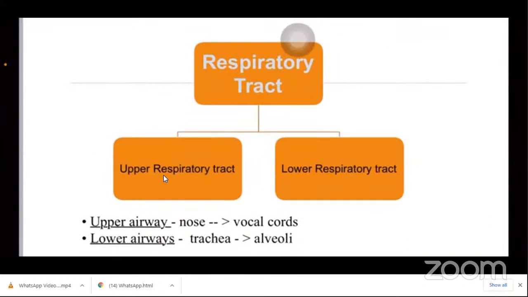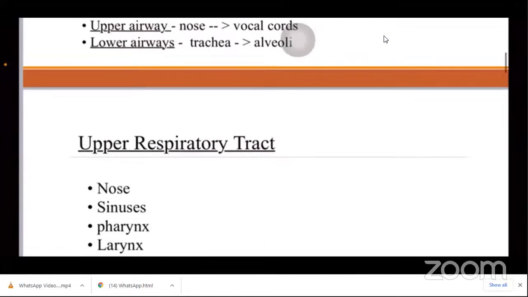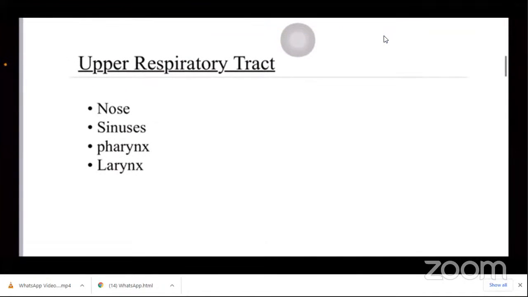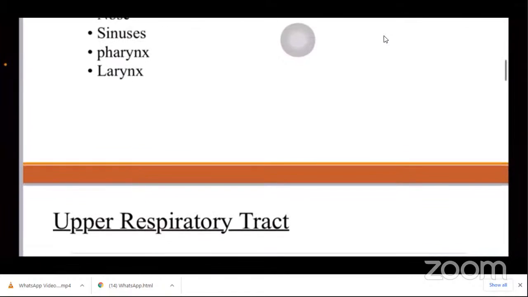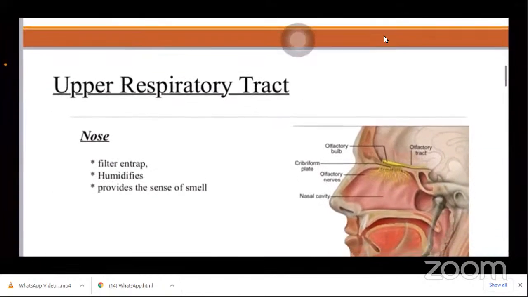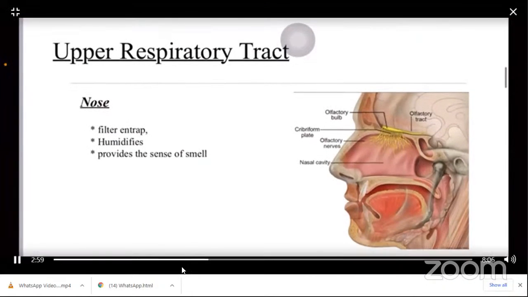Now getting into the respiratory tract. The whole respiratory tract is divided into upper respiratory tract and the lower respiratory tract. So I'll just brief about the contents which come in the upper respiratory tract. The upper respiratory tract contains the nose, then the sinuses that are paranasal sinuses, and then the pharynx and the larynx.